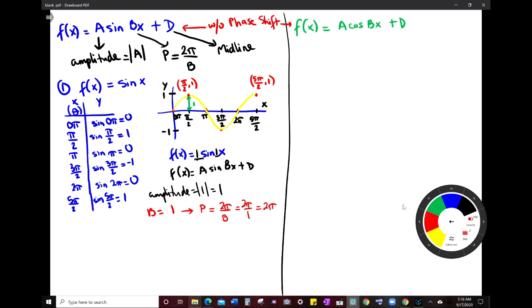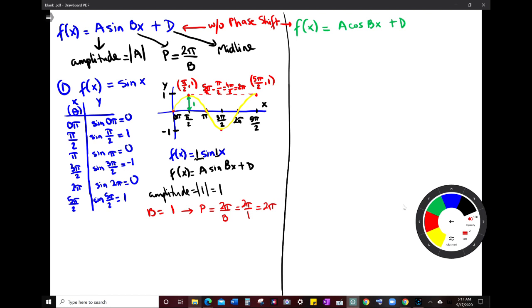So on my graph, if I want to find the period, it is the distance of 2 consecutive maximum points or 2 consecutive minimum points. So we're doing 2 consecutive maximum points now. And to find the distance, I take 5 pi over 2 minus pi over 2. It gives me 4 pi over 2, which is 2 pi, so it matches.